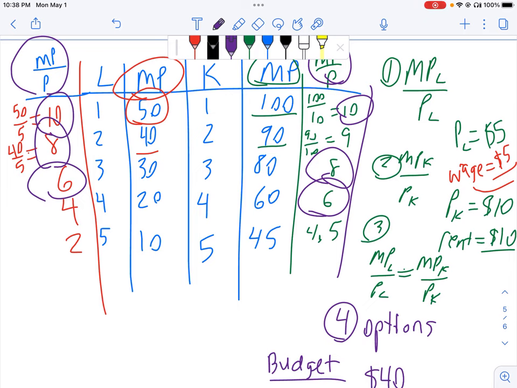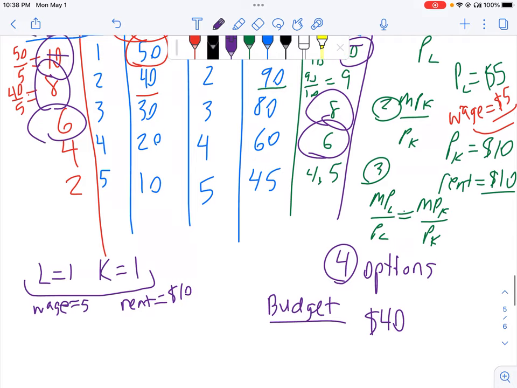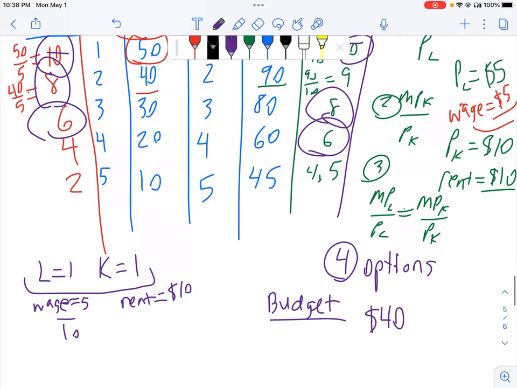So the first bundle we have is 10, 10. So that's one labor and one capital. So how much does this cost us? Well, if we have one labor, we have to pay him $5. And if we have capital, we have to pay $10. So my total cost is 15.